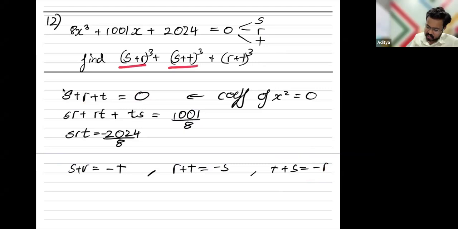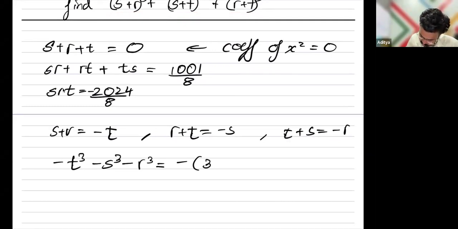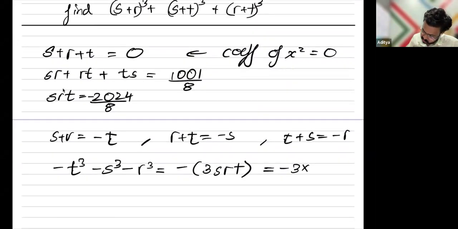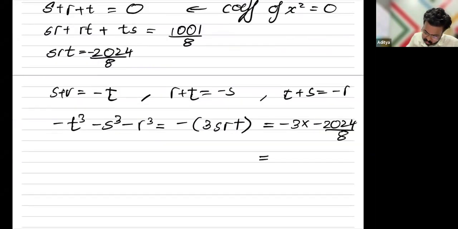Once you substitute them back inside here, you find that the question is asking you minus t cube minus s cube minus r cube. And if you take the minus sign common, you find that this is 3 srt, and that is equal to minus 3 times minus 2024 upon 8. And that becomes, this minus and minus sign will cancel, and you are left with 3 times 253, which is equal to 759.